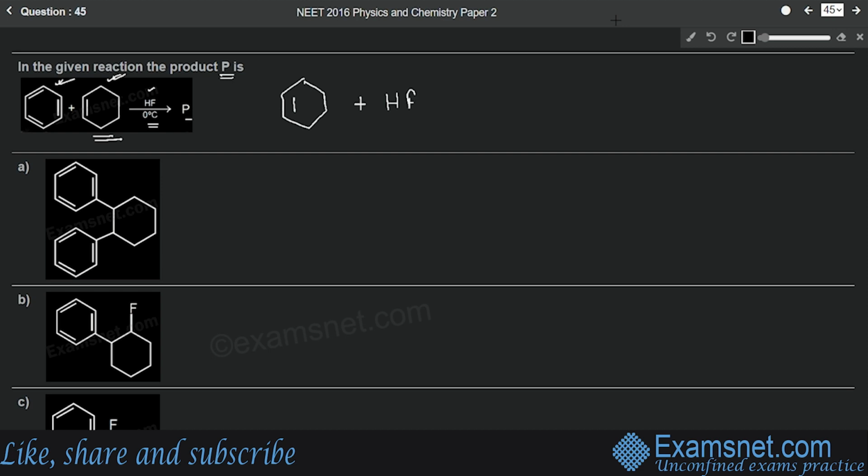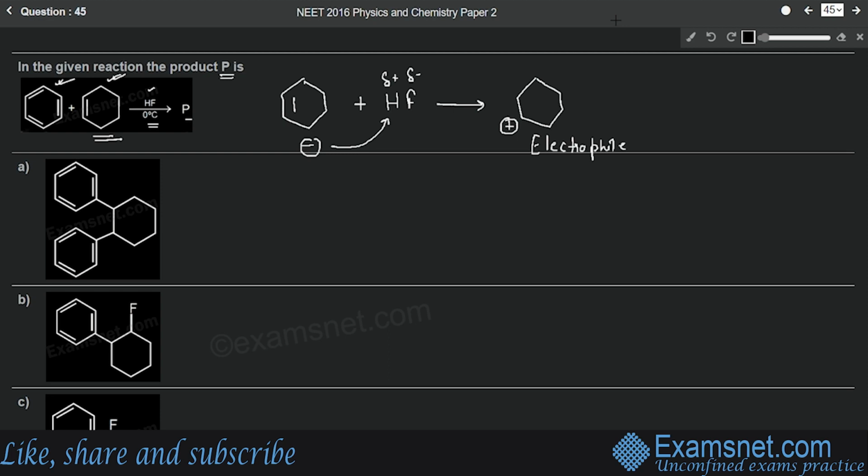In hydrogen fluoride, the fluorine atom will have a partial negative charge because it is more electronegative than hydrogen, and hydrogen will have a partial positive charge. This cyclohexene, due to the presence of a pi bond, will behave as a nucleophile. It will attack the positive hydrogen atom in the hydrogen fluoride, and as a result we'll get a cyclohexyl carbocation, which is the electrophile with a positive charge. So now the electrophile has been generated.